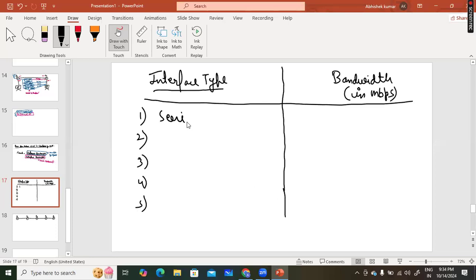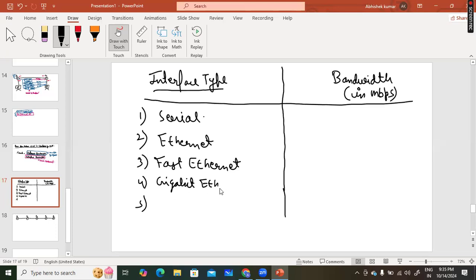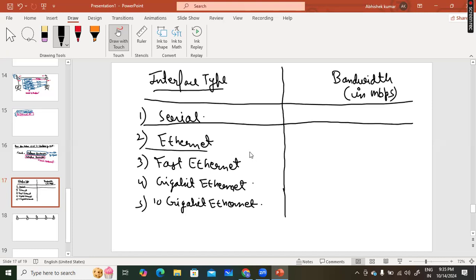Serial, Ethernet, Fast Ethernet, Gigabit Ethernet, and the last one is 10 Gigabit Ethernet. And their respective bandwidths in Mbps.